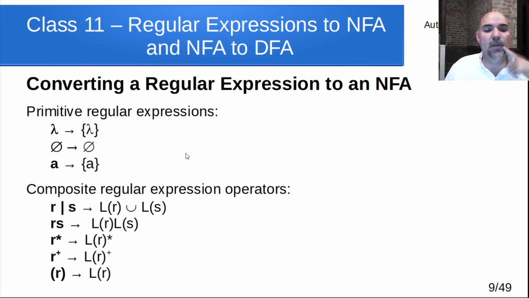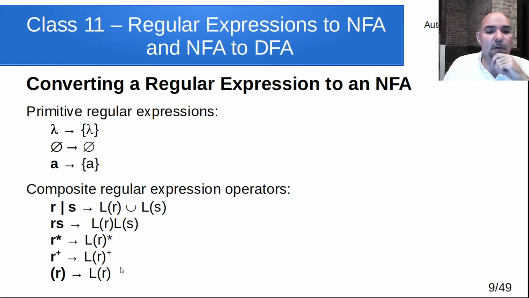So let's look at the regular expressions here. They're the primitives. Lambda defines the language just consisting of the empty string, lambda. Empty set defines the empty language. A defines a language just consisting of the letter A, if A is in the alphabet. And then we have the composites: the union operator, the concatenation operator, the star closure or Kleene closure, and the positive closure. And then in parentheses, a regular expression, which doesn't change the language. Parentheses are just used for grouping.